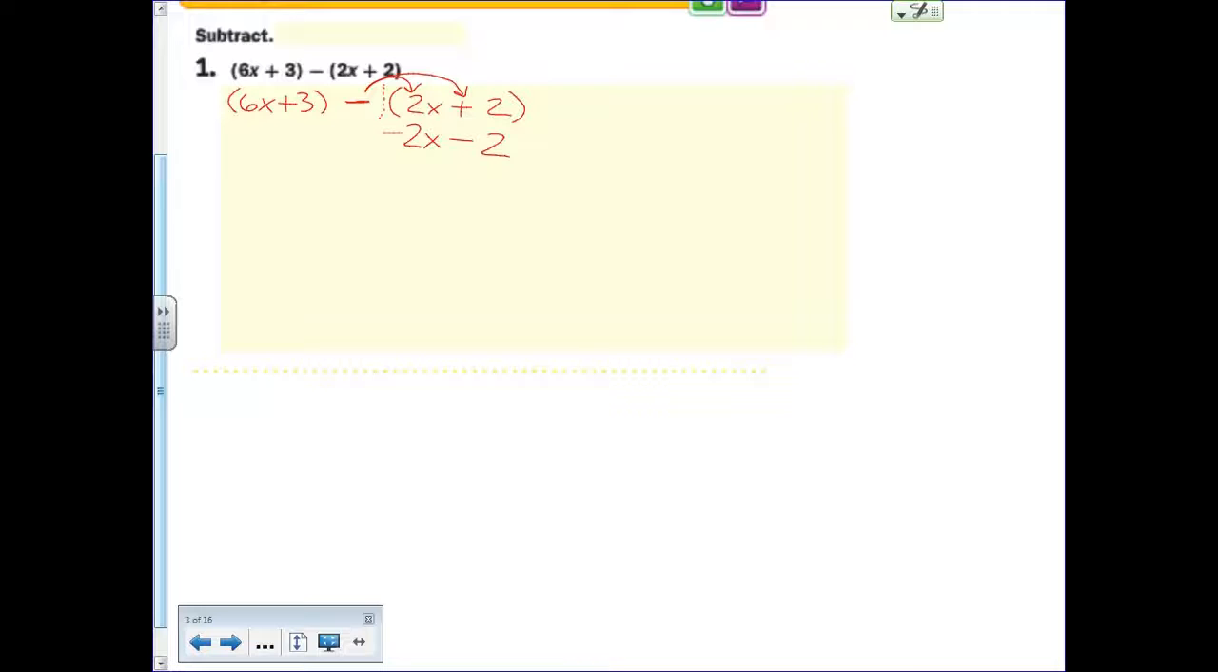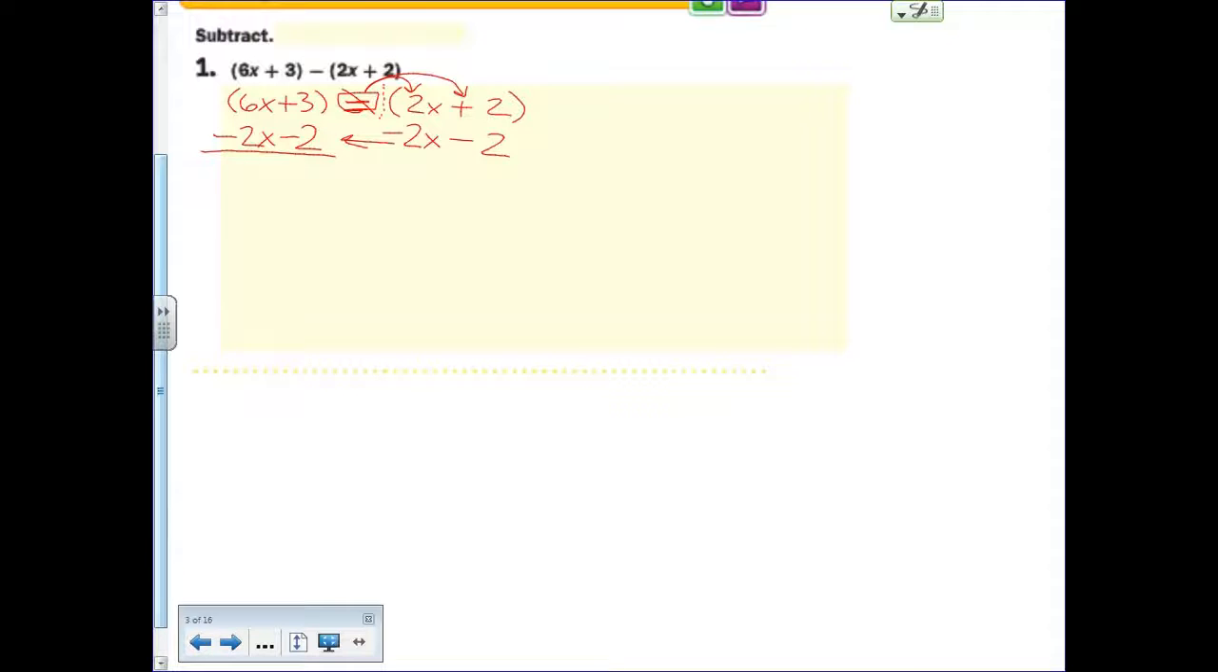You went from a positive 2x to a -2x. You went from a positive 2 to a -2. This negative up here in between is now gone. We distributed it. We're no longer going to pay attention to it. This becomes like an addition of linear expressions problem. And we can just bring the -2x minus 2 over and put it underneath the 6x plus 3.